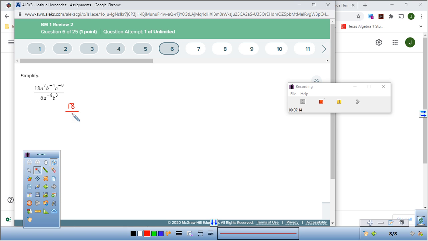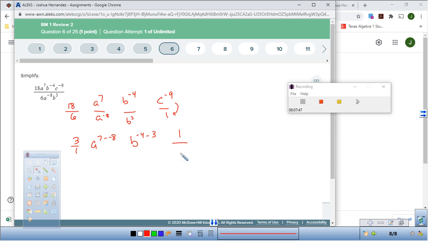18 over 6, then 8 over 7, over a to the -8, b to the -4, over b to the 3rd, and then c to the -9 over 1. And that's it. So just clean it up. This part here, clean it up, it becomes a 3 over 1. This one here becomes a to the 7 minus a to the -8. This is b to the -4 minus the bottom one. And then this one I don't like, it's on the top. So we're going to put it to the bottom, which becomes 1 over b to the 9th. And this is over 1. This is over 1.